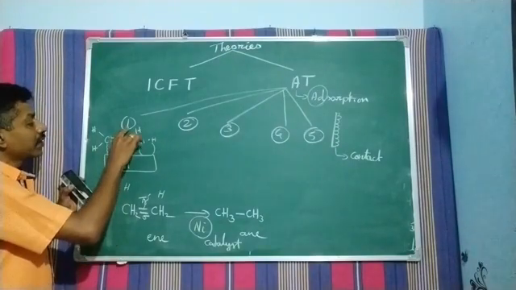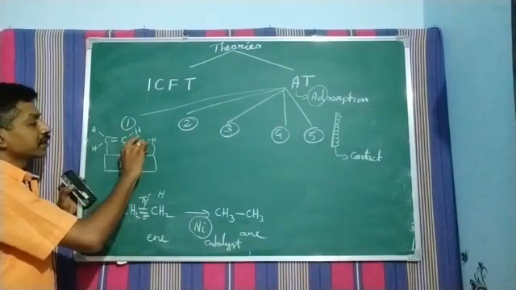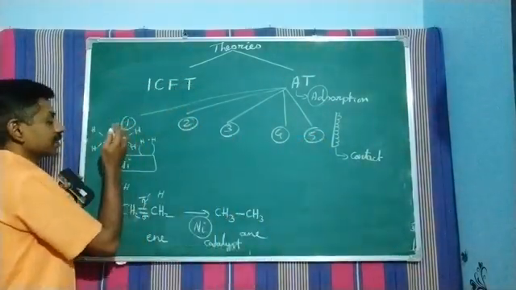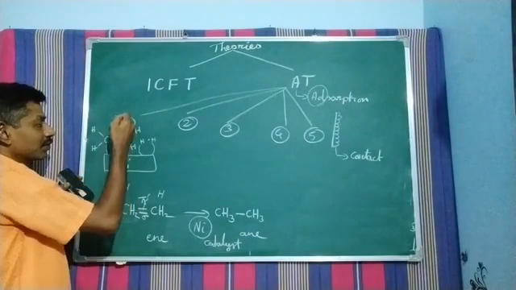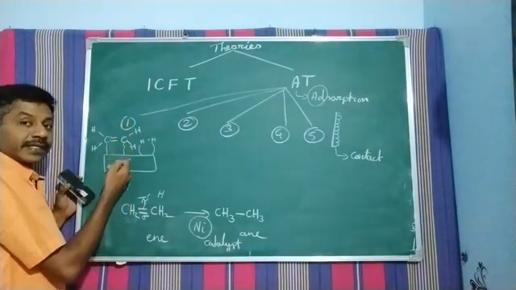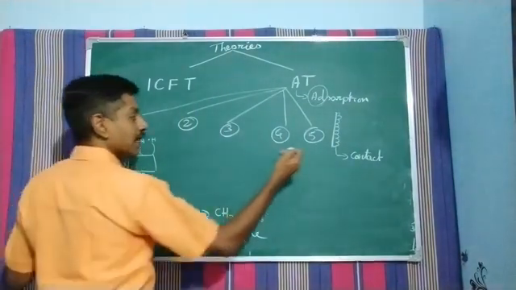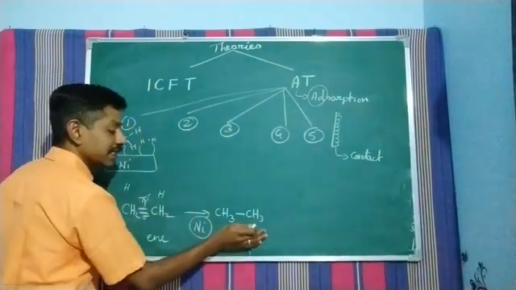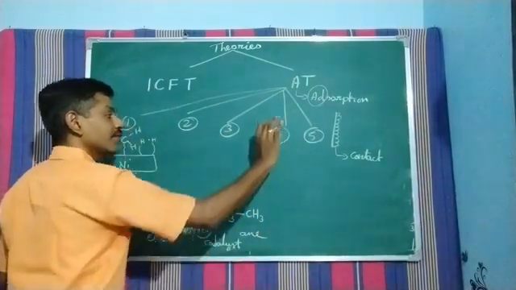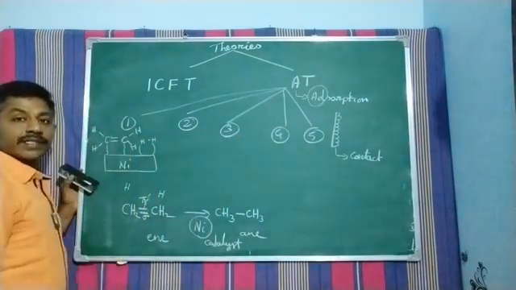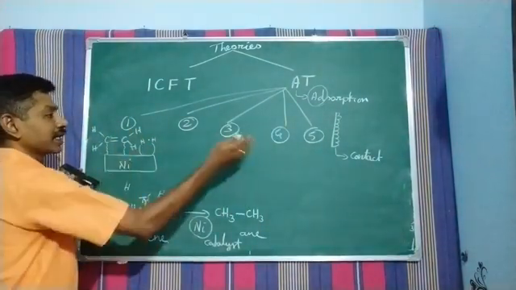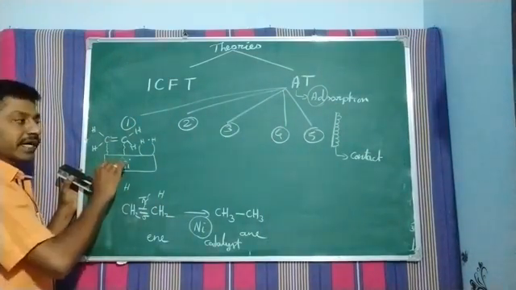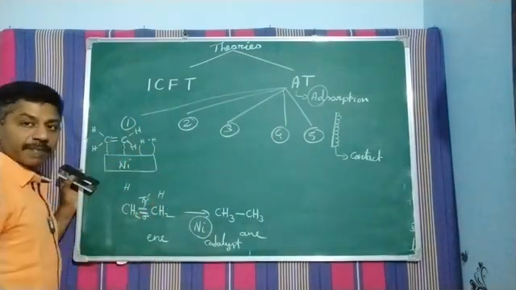Now step 1, diffusion, and step 5, you can take this way. First step, the reactant molecules are going towards the surface of the catalyst, and the last step, the product formed, that is the ethane formed, will go away from the surface of the catalyst. So that way you can understand easily first step and last step. Coming towards catalyst, going away from catalyst.